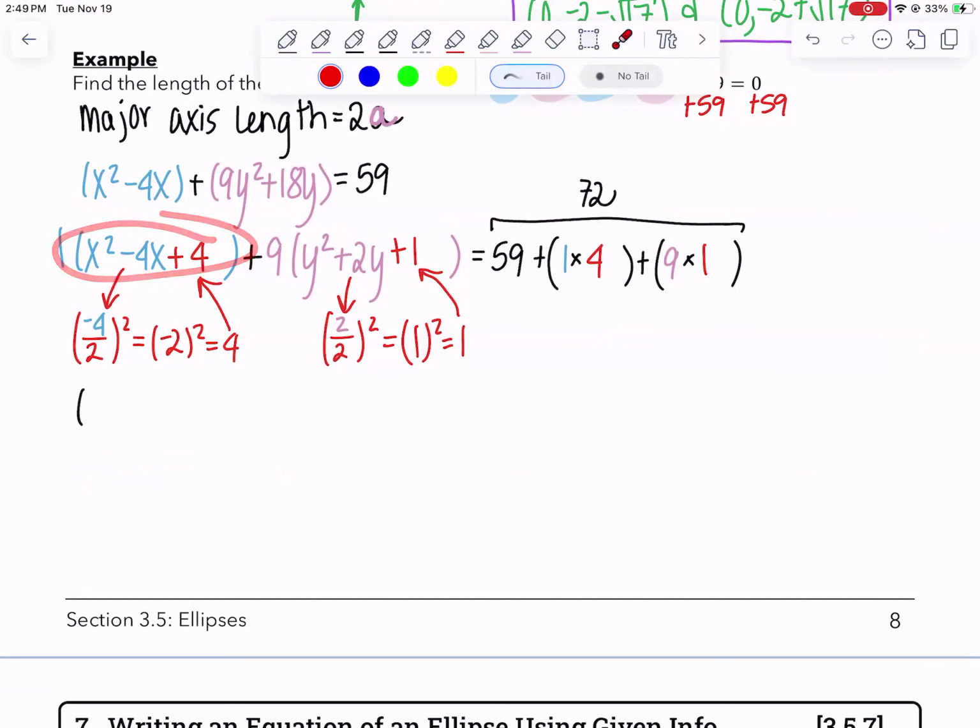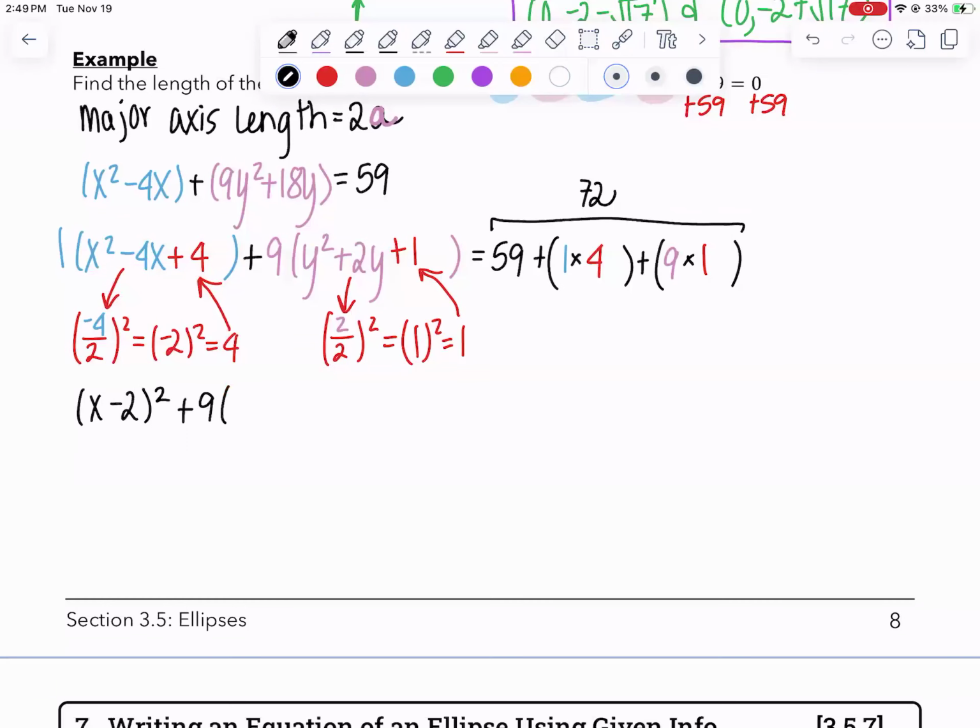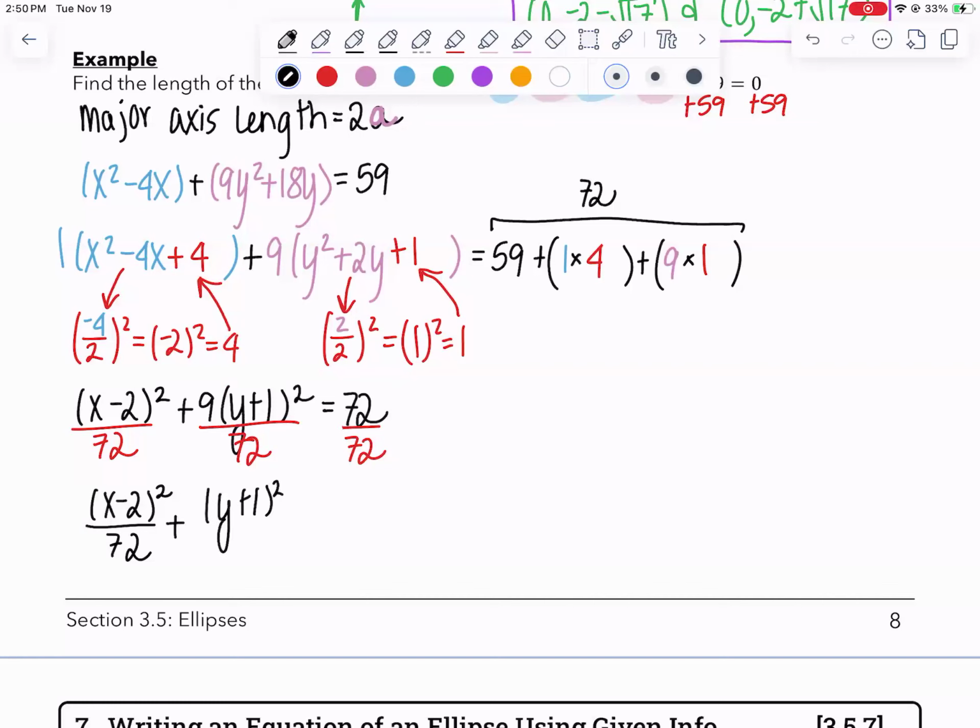This guy right here factors into x minus 2 quantity squared. The y one, this guy right here, factors into y plus 1 quantity squared. On the other side, we have 72. To get the right-hand side to be a 1, we're going to divide both sides by 72. We get x minus 2 quantity squared divided by 72, plus y plus 1 quantity squared divided by 8, is equal to 1.